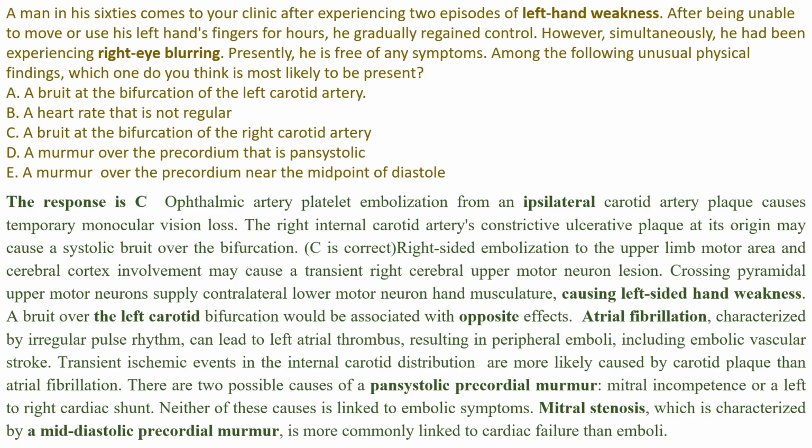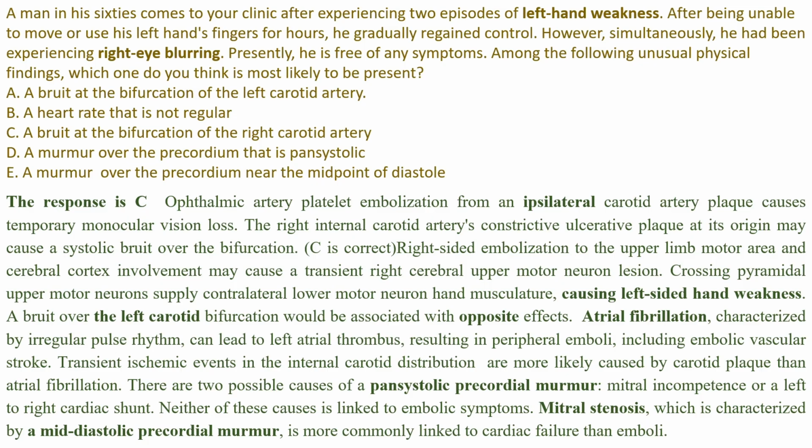Right-sided embolization to the upper limb motor area and cerebral cortex involvement may cause a transient right cerebral upper motor neuron lesion. Crossing pyramidal upper motor neurons supply contralateral lower motor neuron hand musculature, causing left-sided hand weakness. A bruit over the left carotid bifurcation would be associated with opposite effects.